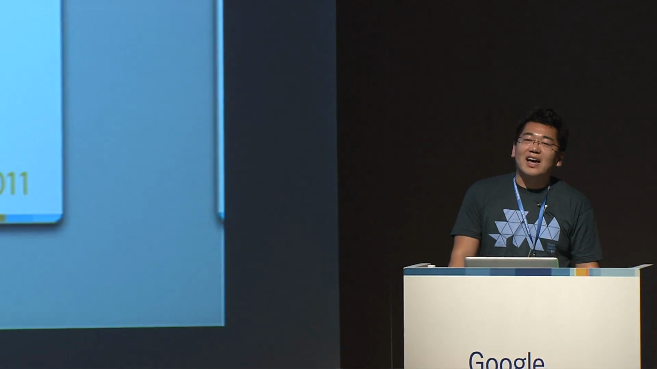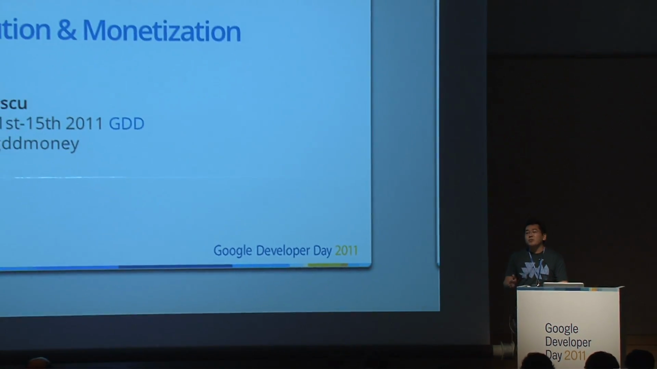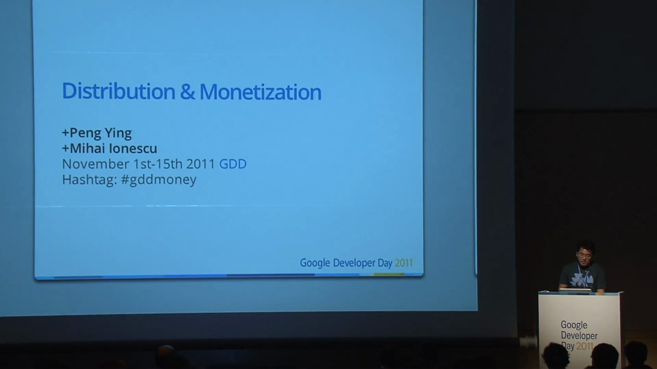Thank you. My name is Peng Ying. I am a developer programs engineer for Google, and I help developers distribute web apps and focus on monetization. So today, I'm here to talk about exactly that. How can we help developers like yourself easily distribute and monetize your web apps?